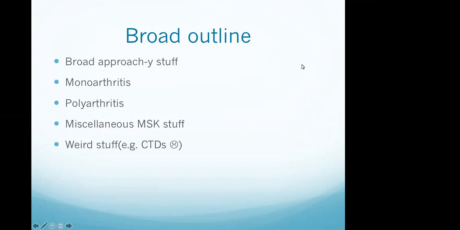So broadly, stuff that we're going to talk about today, we have broad approachy type stuff, monoarthropathy, polyarthropathy, miscellaneous, and then weird stuff. The weird stuff is pretty minimally important, I think. So it's in here for completeness. If we don't get to it, it's in the slides. You guys can have a look at it later. But the important stuff is certainly your monoarthritis, especially acute ones, and polyarthritis.